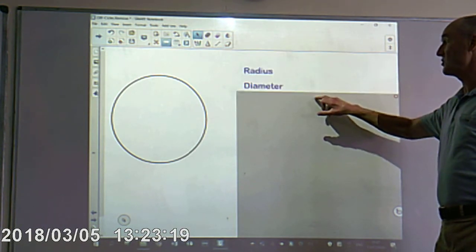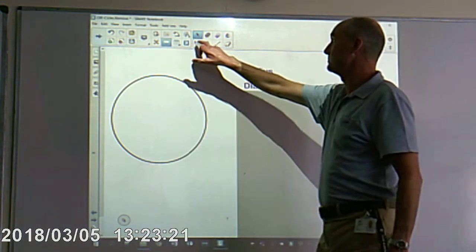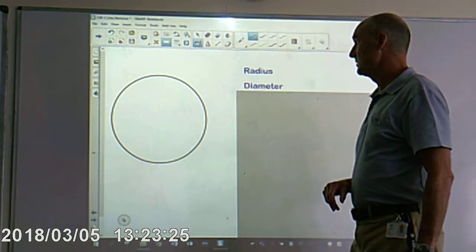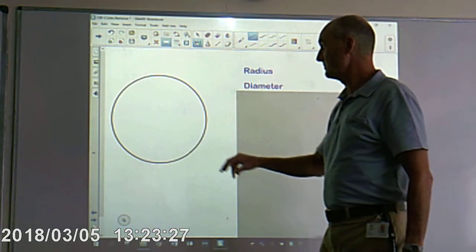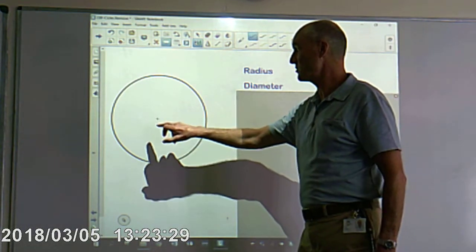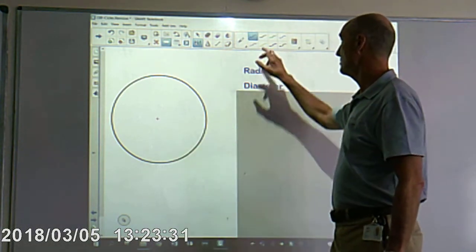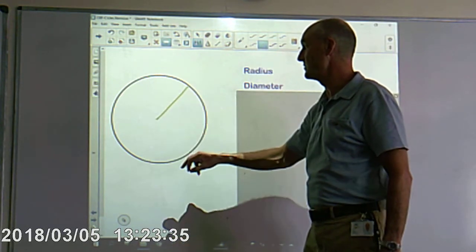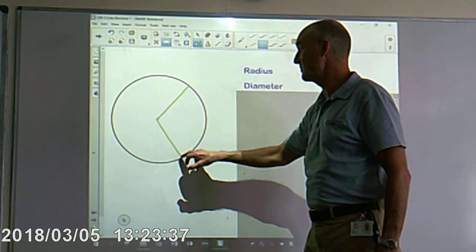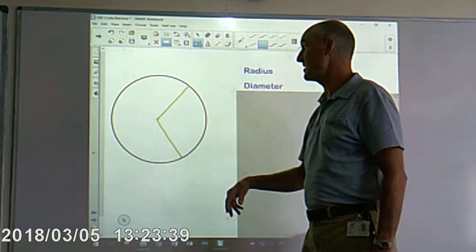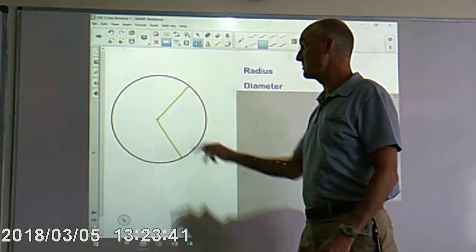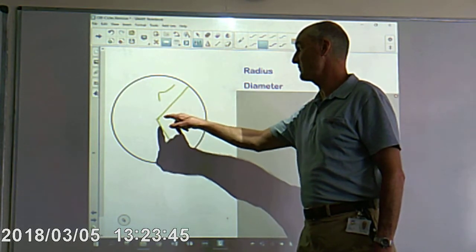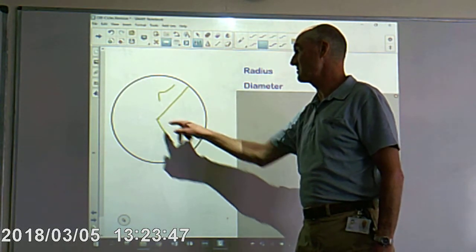So, radius and diameter. What is the radius? What is the diameter? The radius is the distance from the centre of the circle to any point on the circumference. To any point on the circumference, that is going to be the radius. Normally, it's going to be denoted by an R. Okay, any point on the circumference from the centre, that distance is the radius.